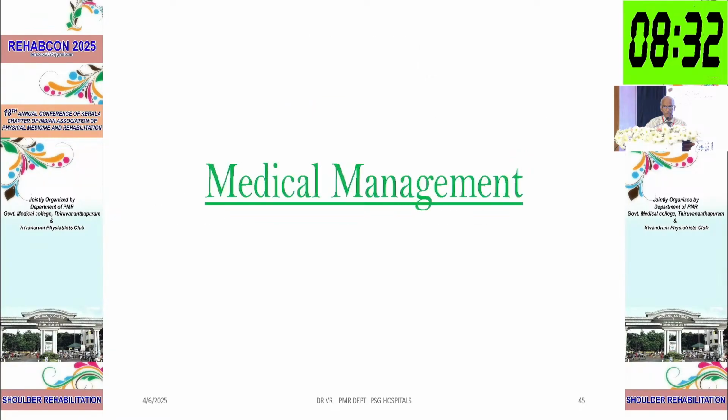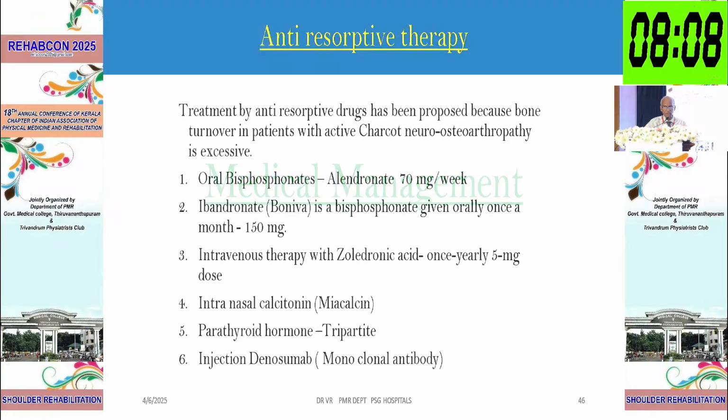Then medical management. It is a disease of bone resorption. Every day we treat osteoporosis. So the drug of choice is the bisphosphonate. We have weekly once alendronate, monthly once ibandronate, yearly once zoledronic acid. Then we have the calcitonin nasal miacalcin. We have parathyroid hormone, denosumab. We have monoclonal antibody. These are the drugs we use for treating osteoporosis.